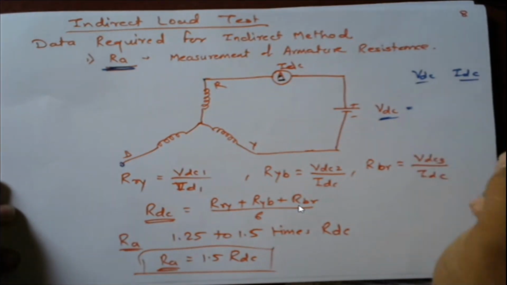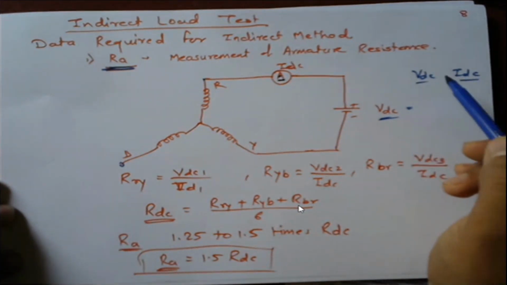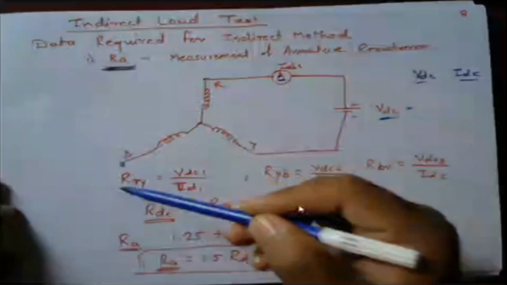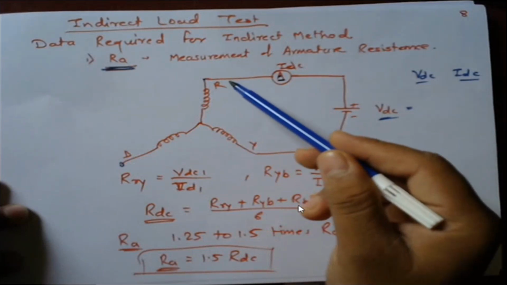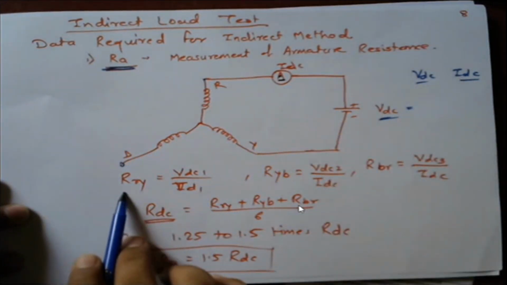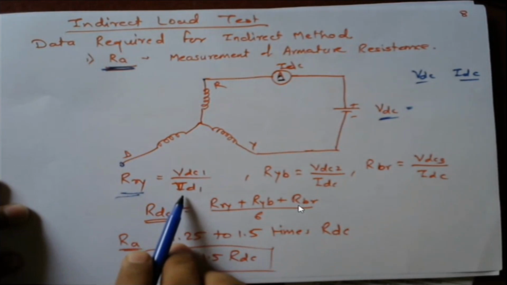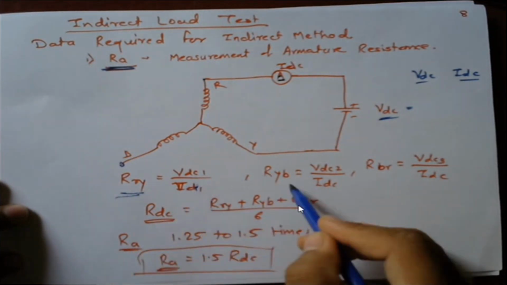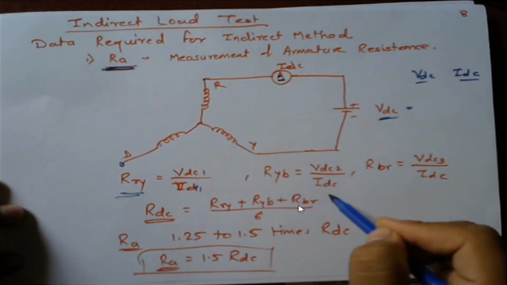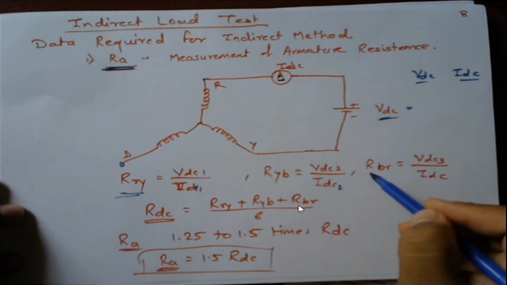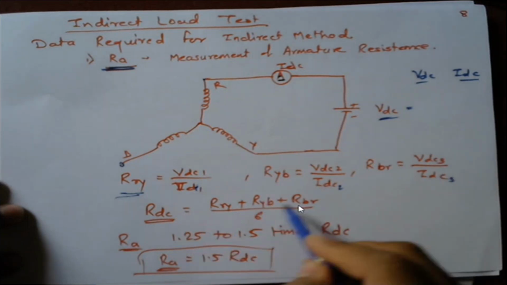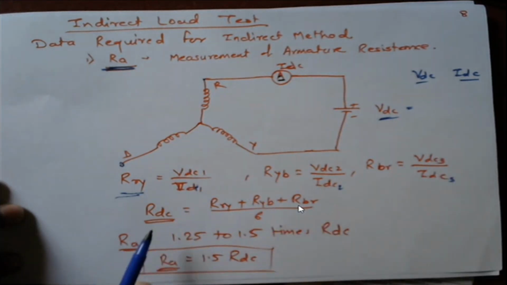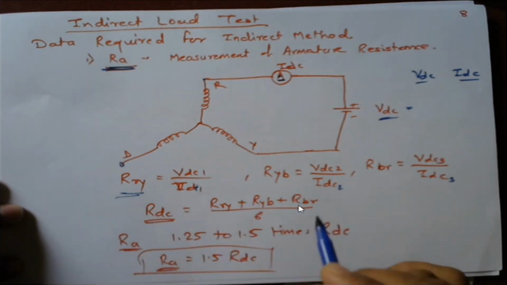You know that R is equal to V upon I. So by using that formula, I can measure the resistance between RY, YB and BR. So that resistance will be RRY is equal to VDC1 upon IDC1. Then RYB is equal to VDC2 upon IDC2. And RBR is equal to VDC3 upon IDC3. Once I got these three values, I can calculate the RDC by using this formula.